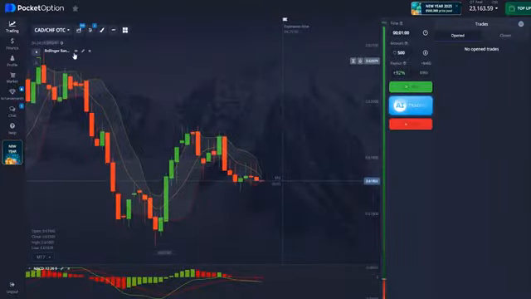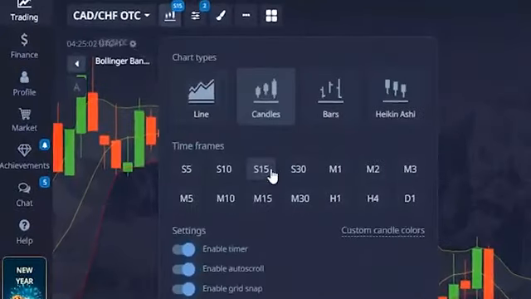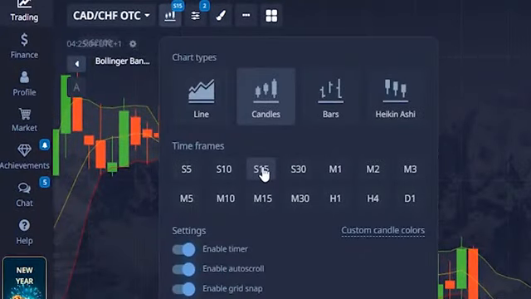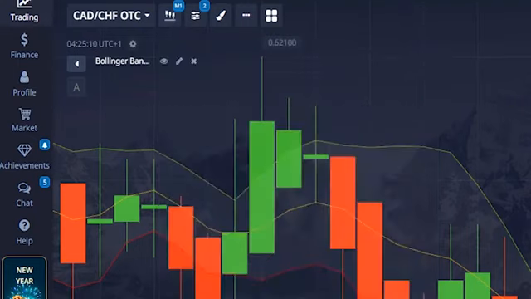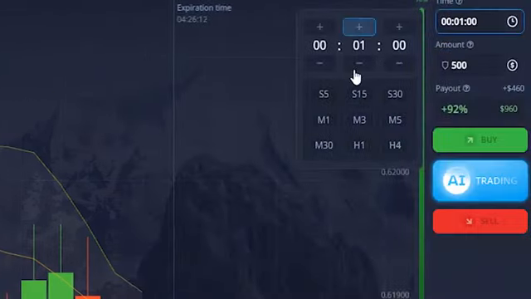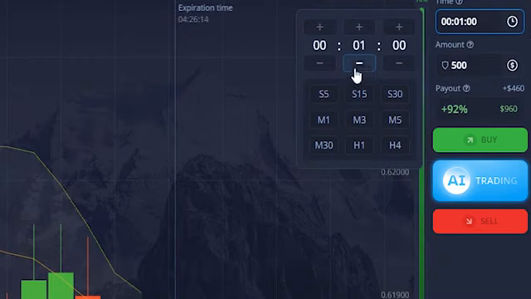This particular strategy, I'm actually going to be trading it on the 15 seconds candle time frame, and I'm going to be using the Heikin Ashi candlestick. I hope you're getting that right. I'm going to be using this strategy on 1 minute trade time. I hope you're getting it right.